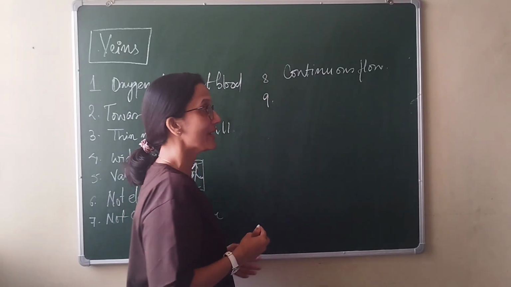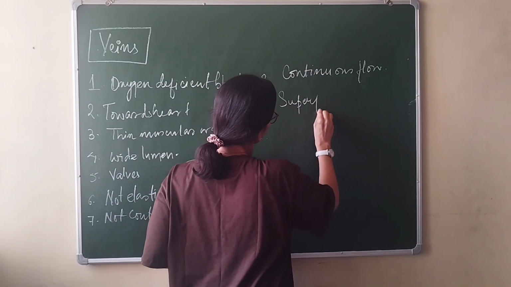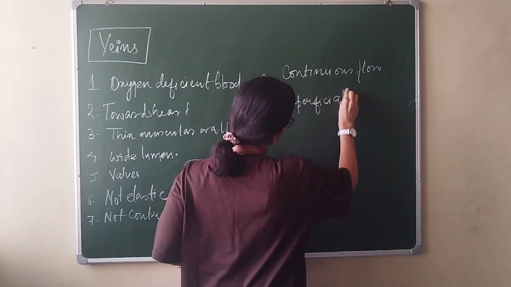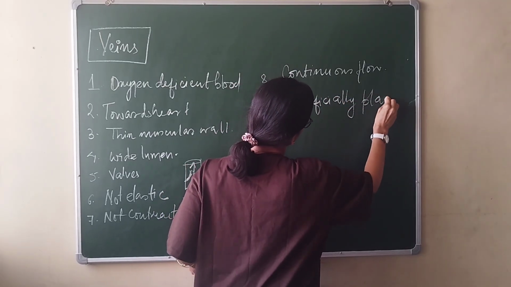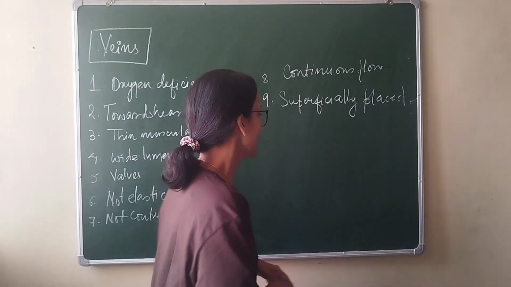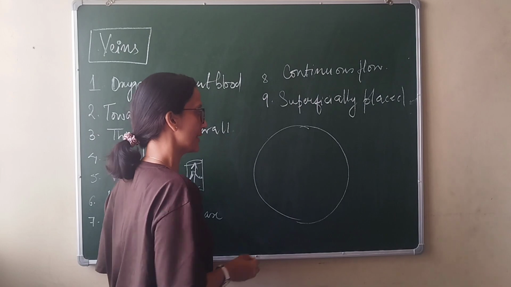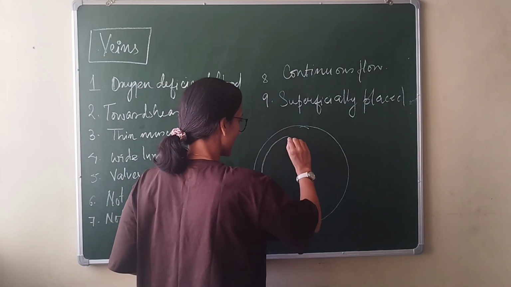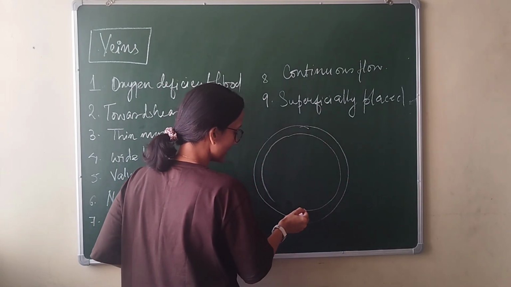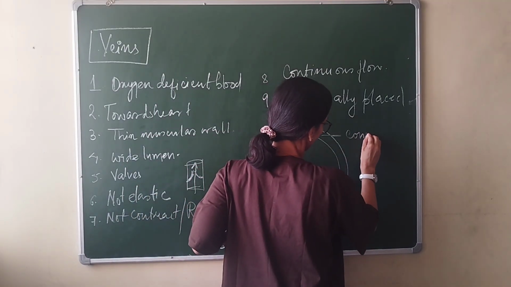9th point is, where are they placed? Veins are always superficially placed. Veins हमेशा superficially placed होते हैं. Now let's quickly see the diagram. Obviously, just like artery, it will have an outer layer जिसे हम क्या कहते हैं? Tunica externa, and this layer is basically a layer of connective tissue. तो this is connective tissue layer.